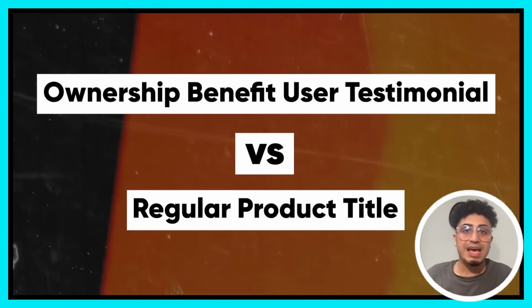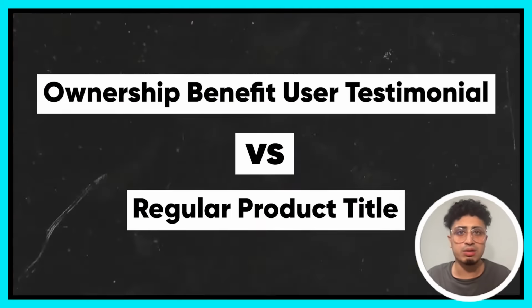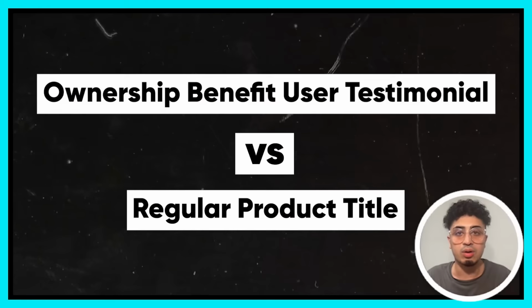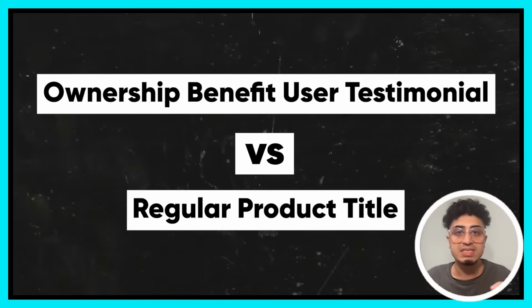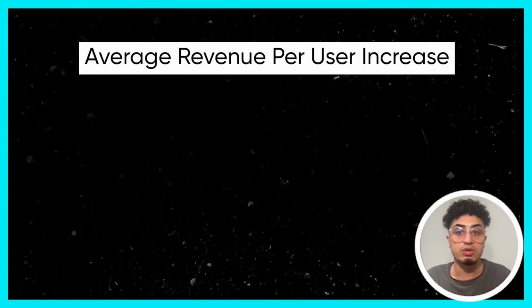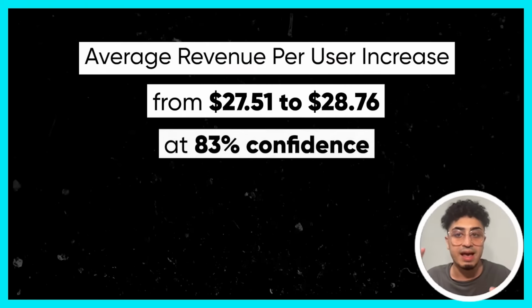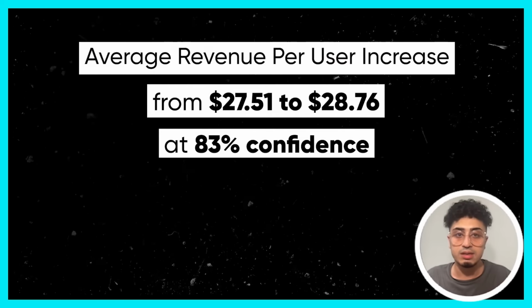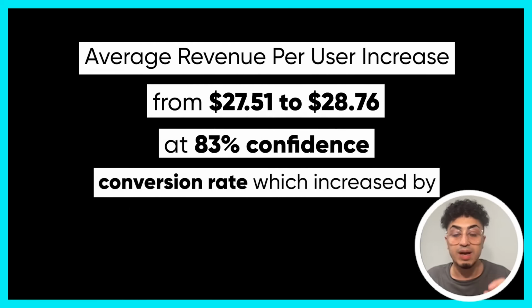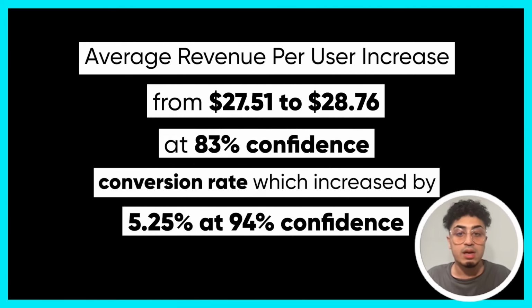Now, the reason why we emphasize utilizing an ownership benefit testimonial as opposed to a regular product title is time in, time out. Across 125 tests, we've seen an ownership benefit testimonial outperform a regular product title. In this one instance, we've seen the average revenue per user increase from $27.51 to $28.76 at an 83% confidence. And listen in here, the conversion rate increased by 5.25% at a 94% confidence.